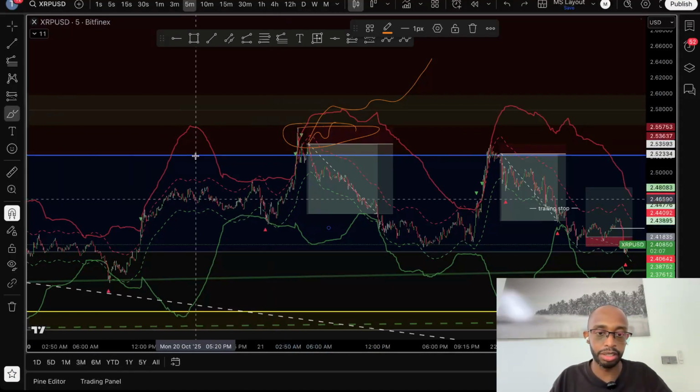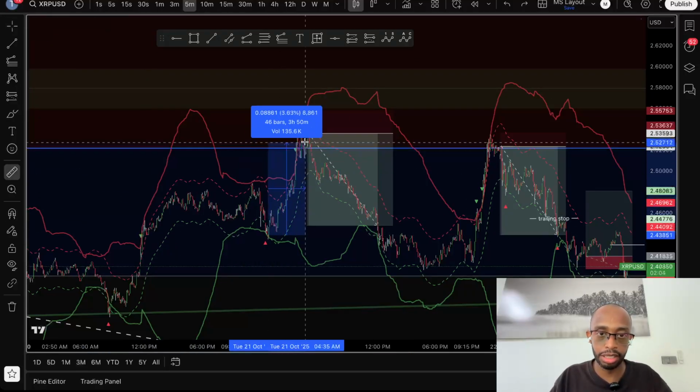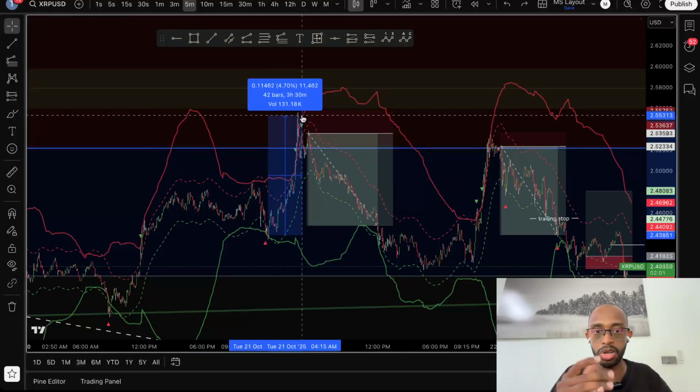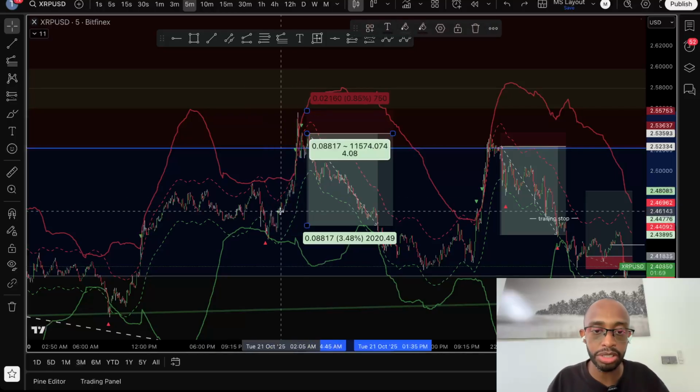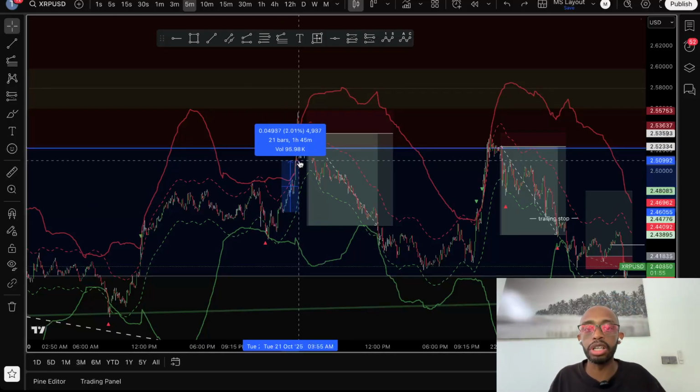Look at this. We're going to remove the drawings here. Look at this. This is a literal 4% move in 3 hours. So even if you had just caught it from here to here, let's say, there's that 2% you're looking for, and you're able to do that in 1 hour and 45 minutes.